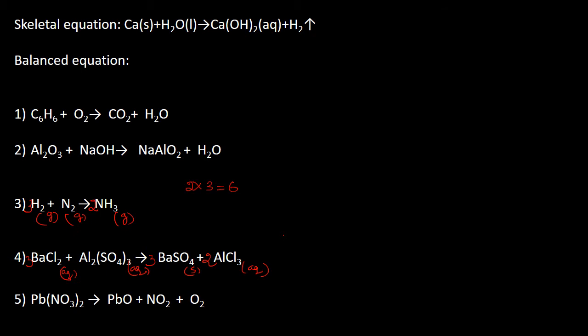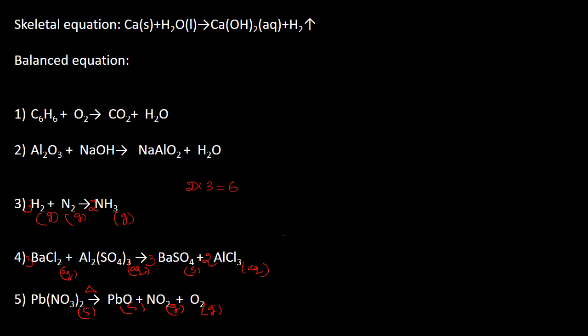Now next let us take the fifth question. Lead nitrate on heating. So the heating symbol should be there above the arrow mark. On heating forms lead oxide and nitrogen dioxide plus oxygen. These are the gases. This again we are going to learn in decomposition reaction, and lead oxide is a solid. There we will learn it in detail. So this is a solid. So lead nitrate decomposes on heating to form lead oxide and nitrogen dioxide and oxygen.